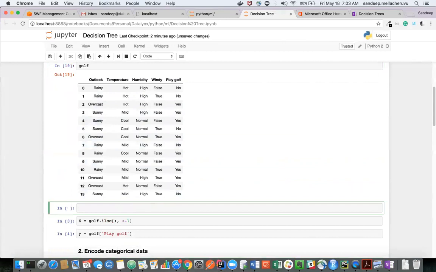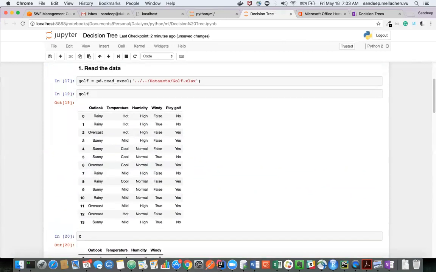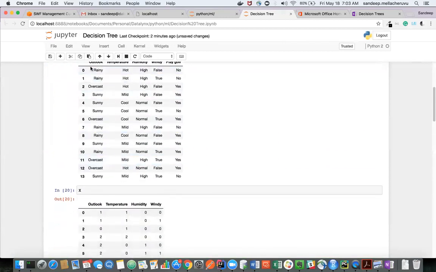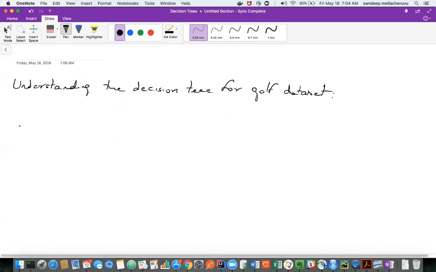So I printed the golf. Let me print the X also. Now according to this, you can compare and understand what this rainy is. How are rainy, overcast, and sunny getting encoded? Rainy is 1 according to this. Overcast is 0. Sunny is 2. So let me write that.